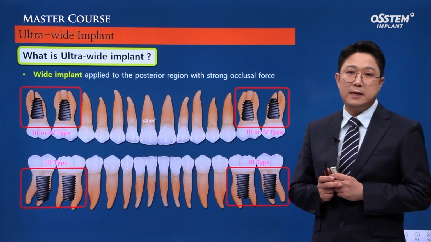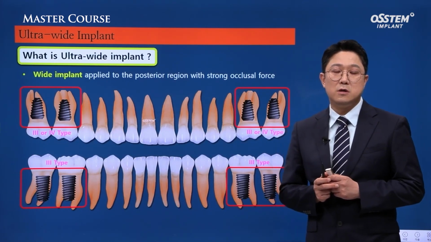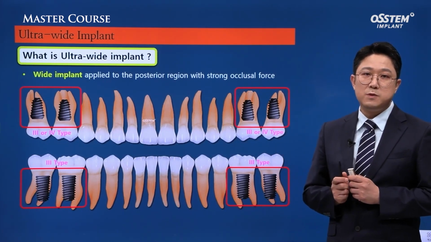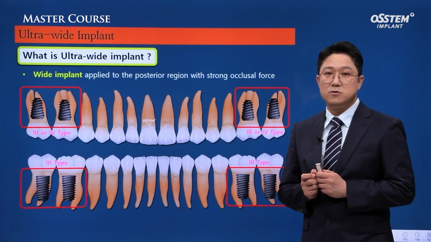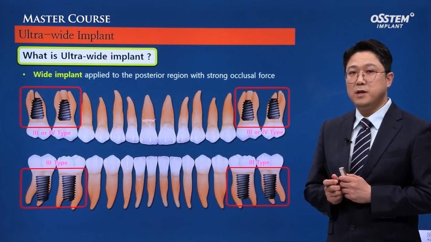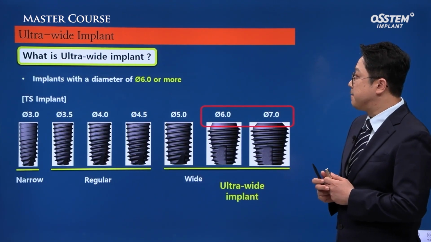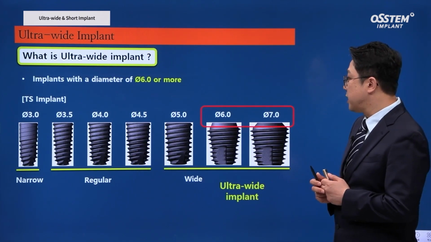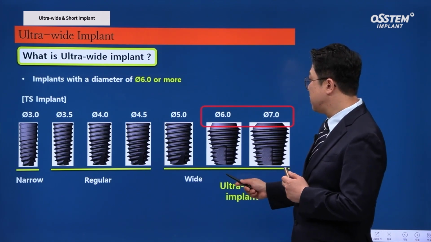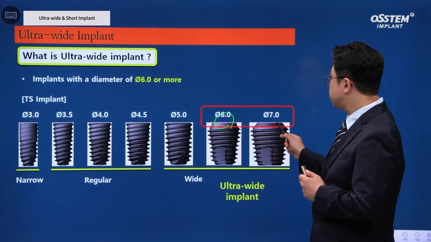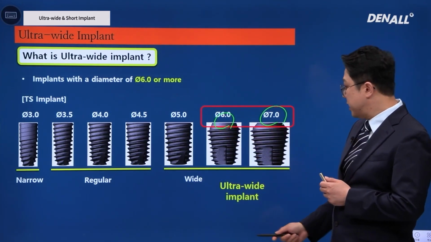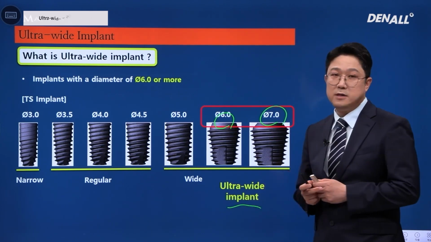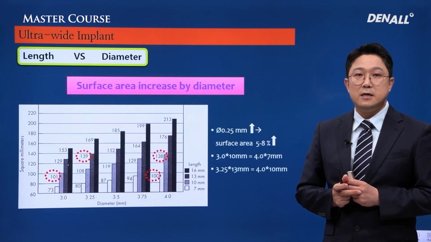Wide implants are used for molars where a lot of load is concentrated. In the case of molars, I use a 5.0 implant. In this context, 6.0 and 7.0 implants are referred to as ultra-wide implants.